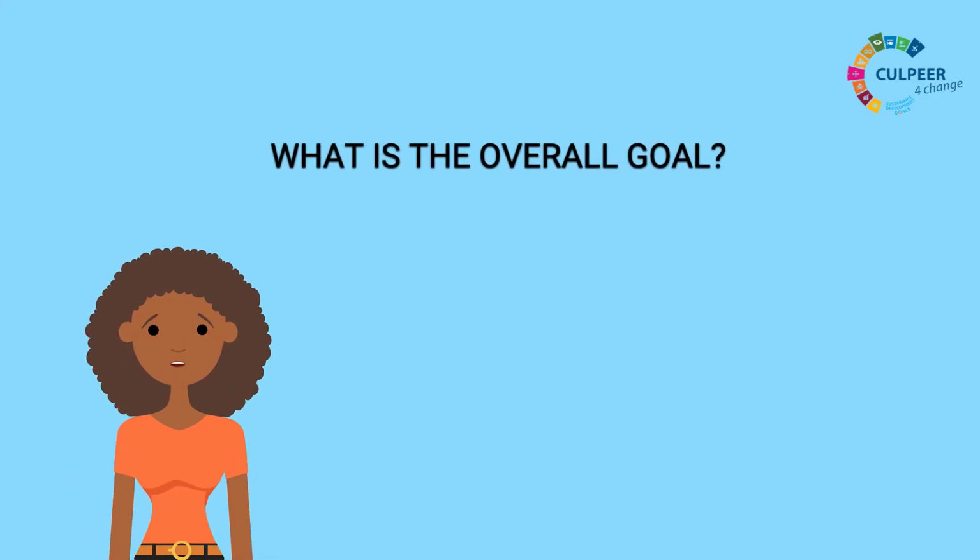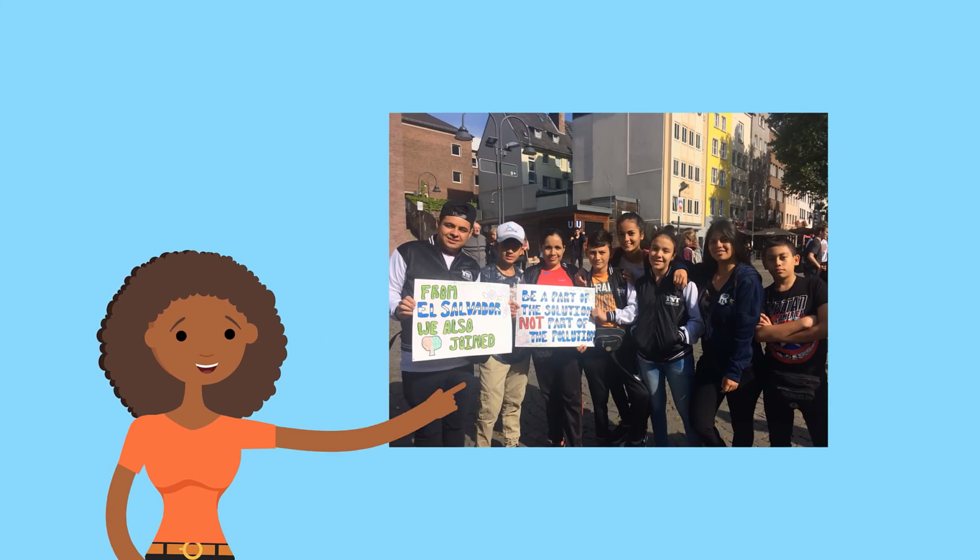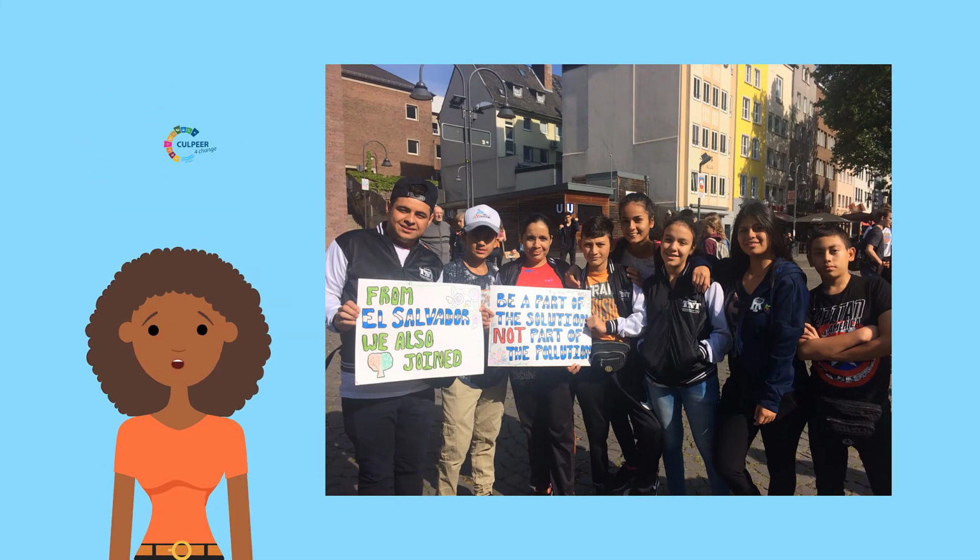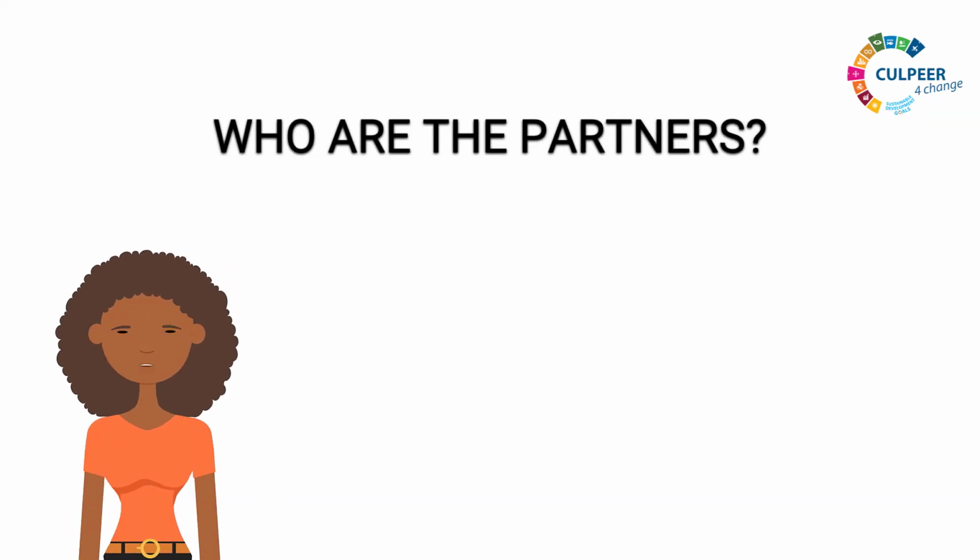What is the overall goal? Through Culture for Change, we want to help people connect and build a network that seeks to create a socially and ecologically sustainable society. Culture for Change wants to further develop educational work in order to promote the use of this world. One of our main goals is to give young people the opportunity to actively fulfill their role as responsible global citizens. Who are the partners?